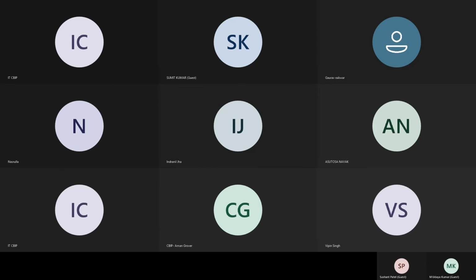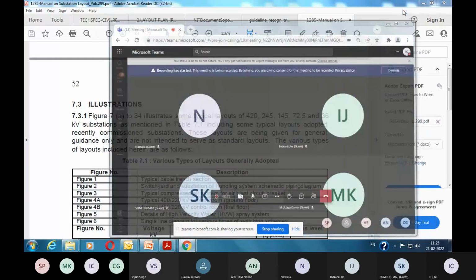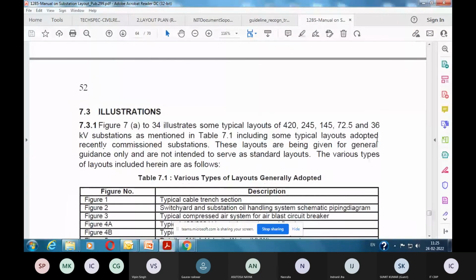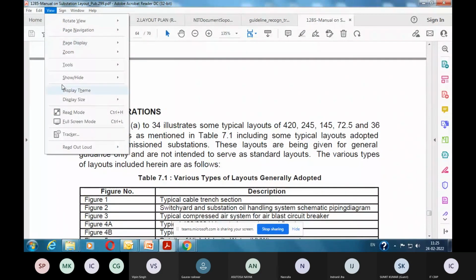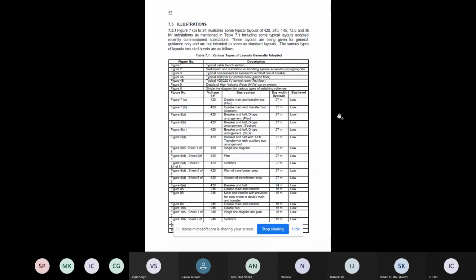Yes, the exact page number is 64. Just let me share. I hope this is visible, right? Hello, am I audible? Yes, sir.